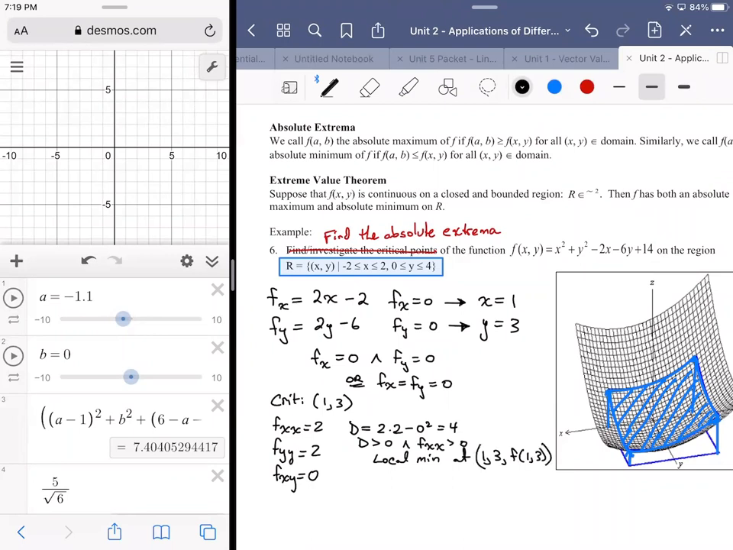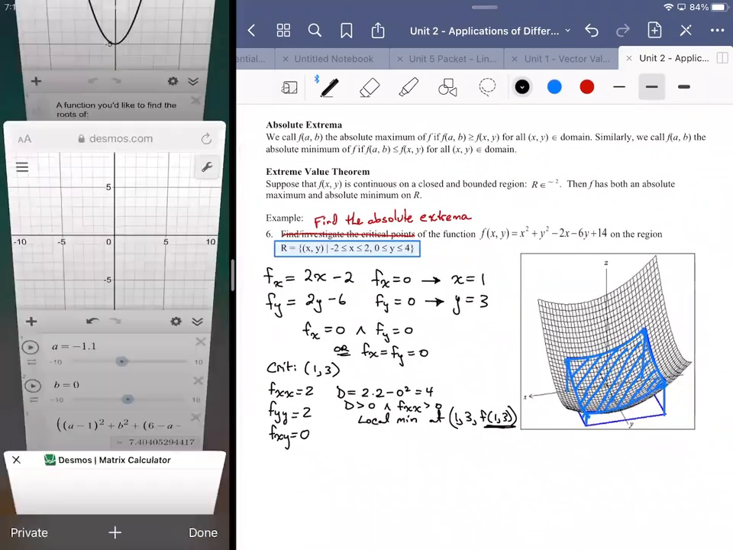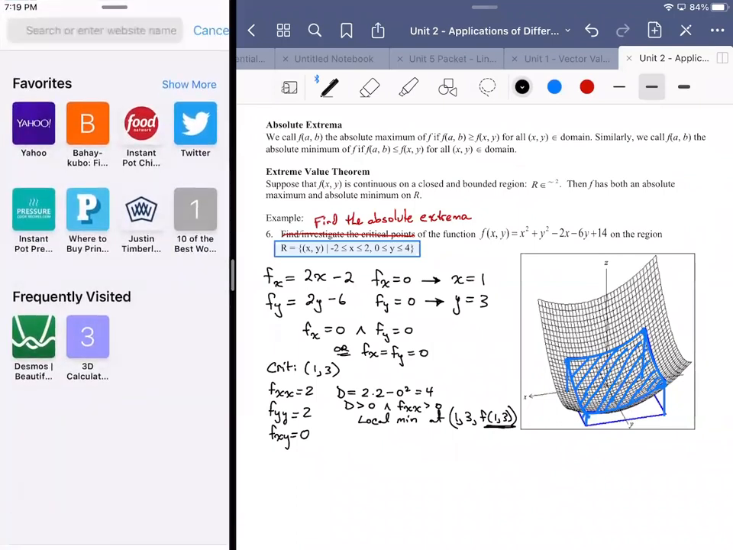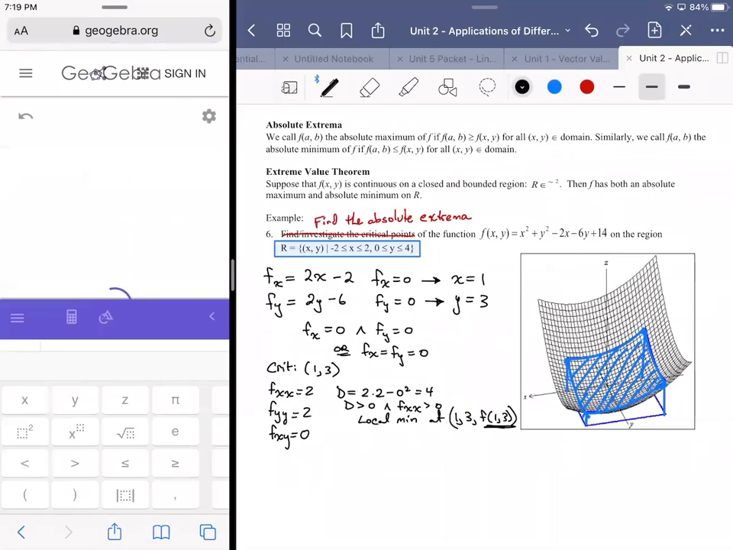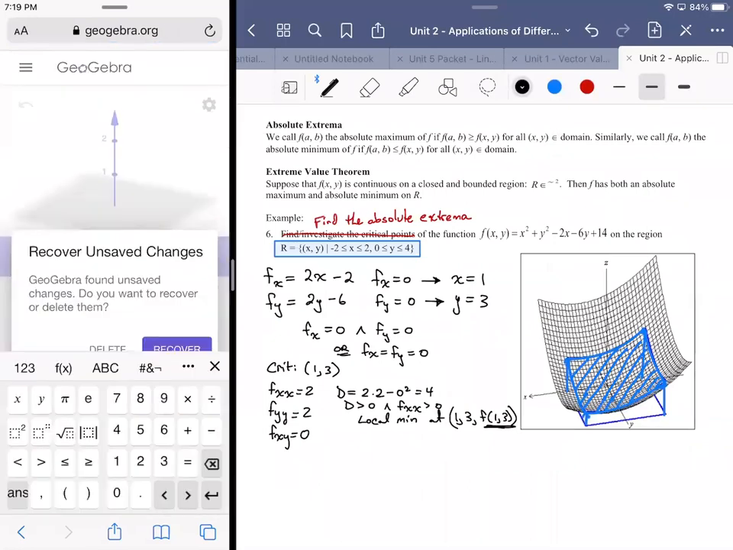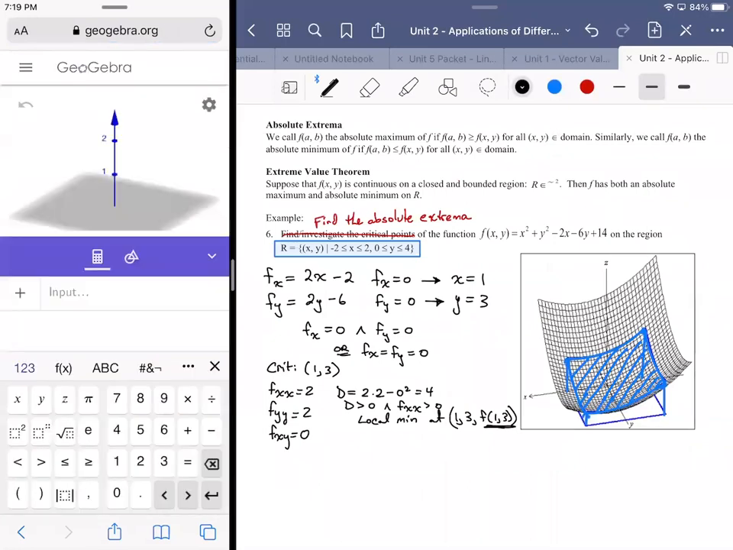Right. So it's a local minimum, but I don't know if it's an absolute minimum. It looks like it probably is. Just looking at the structure of the surface, it looks like it probably is. I'm not going to be unrealistic and think that you're not going to look at something like GeoGebra to get a quick sense of what the graph is all about. So there's nothing wrong with that.